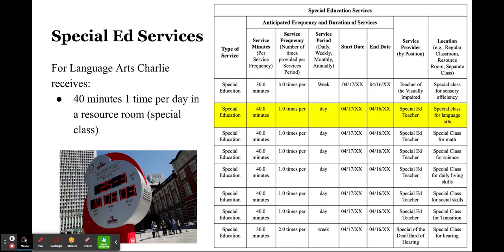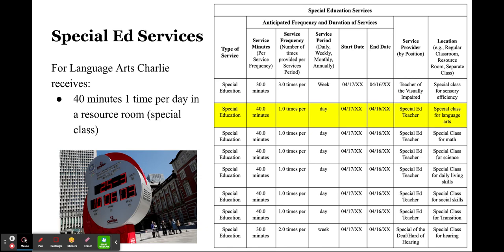Okay, so now we need to think about the special education service minutes. For Charlie, we were looking at a goal for language arts. He is currently in a special class. We can also call it a resource room. When we think about the minutes that he is going to need for us to read him the story, ask questions, and allow him time to answer them with redirections or prompts, we're estimating that it's going to take about 40 minutes per day for us to accomplish that goal. And that's what we're going to do on the special education service minutes.